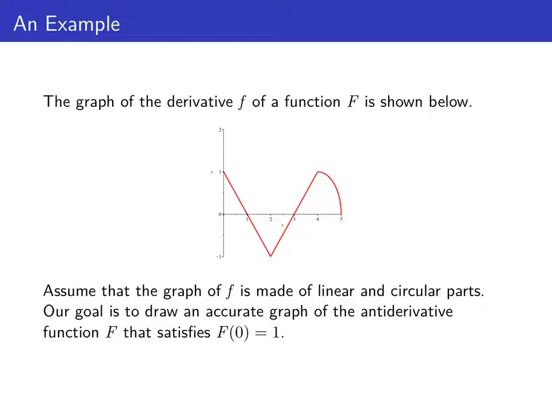Here we have the graph of little f, the derivative of a function big F. So big F is an antiderivative of little f. And our goal is to draw as accurate a graph as we can of an antiderivative. In particular, we want to draw the graph of the antiderivative big F that passes through the point (0, 1).